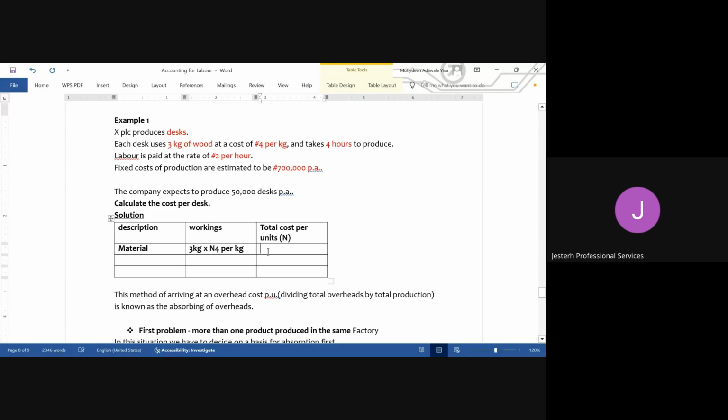Now, how much is going to be the total value of the material that we are going to purchase? Can anybody tell us? Just unmute and tell us. How much is going to be the total cost of the materials that we need to produce 1 unit? Can anybody tell us what we are going to do here? Okay, you can go ahead.